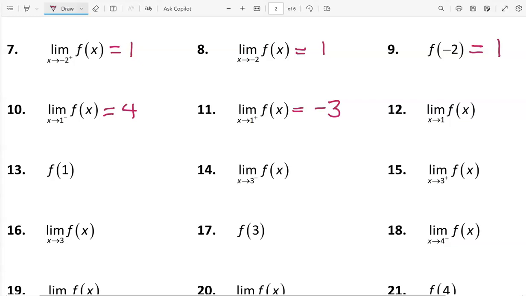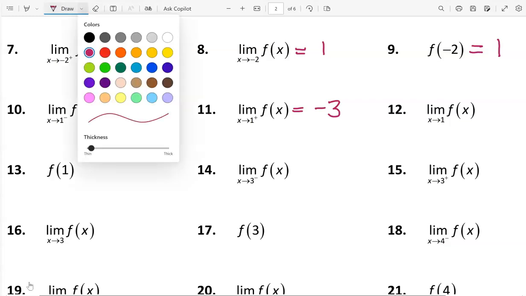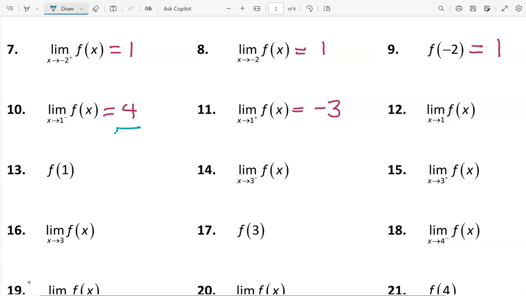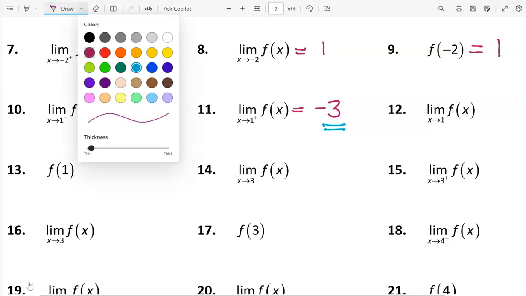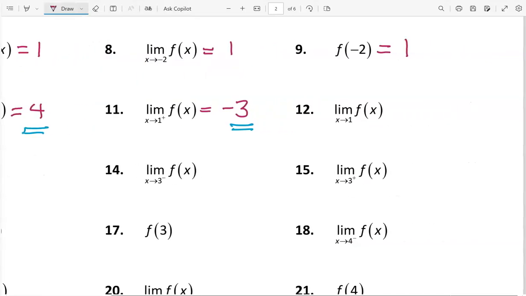In number 12, we're looking for the limit as x approaches 1 of f of x in general. If you notice that the left and right side limits for the same value x equals 1 do not agree with one another, that means that the limit as x approaches 1 of f of x does not exist.